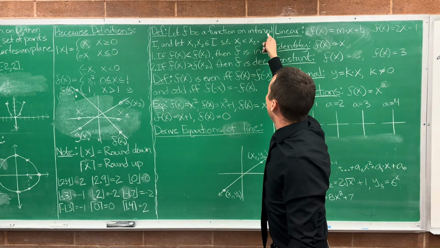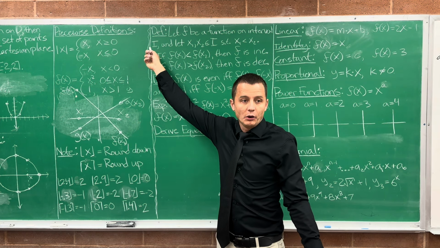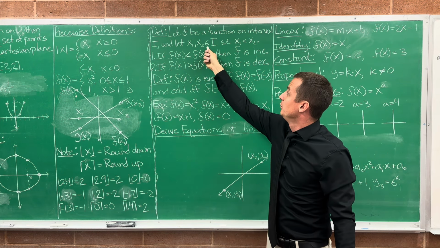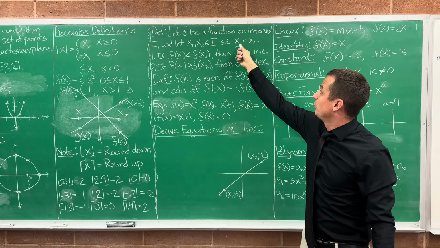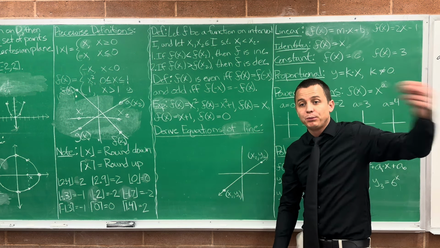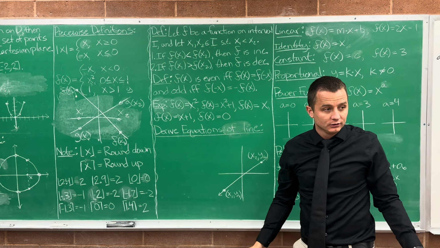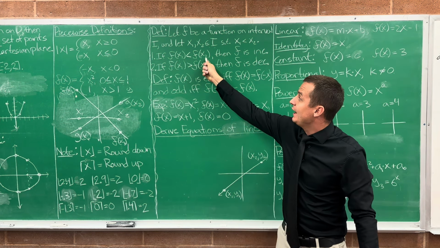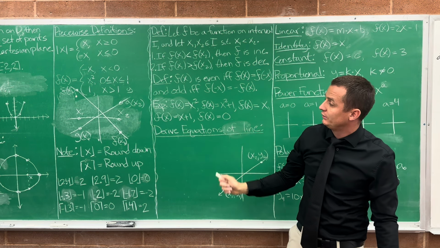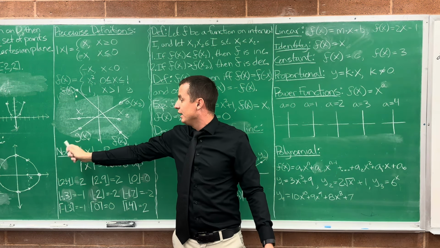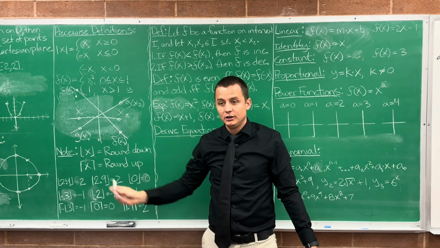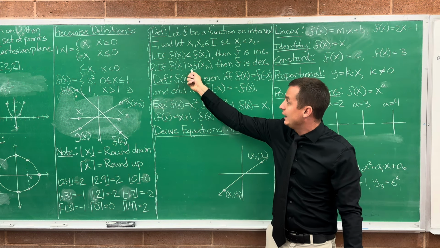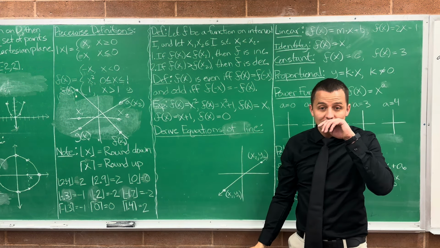Let f be a function on some interval I. So I is your domain. And let x1 and x2 be points in I, such that x1 is less than x2. Pick 2 points out of that interval, call the smaller one x1. With me so far? If f of x1 is less than f of x2, then f is increasing. Similarly, if f of x1 is greater than f of x2, then f is decreasing.